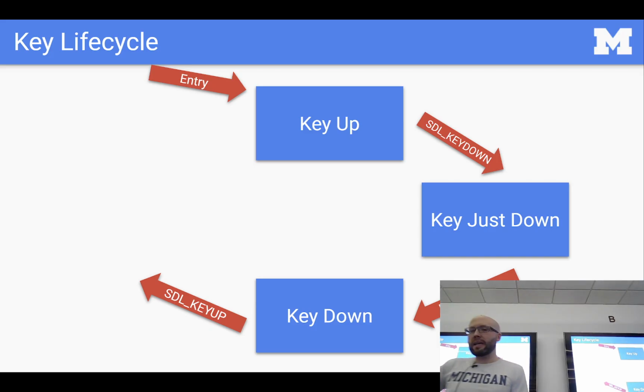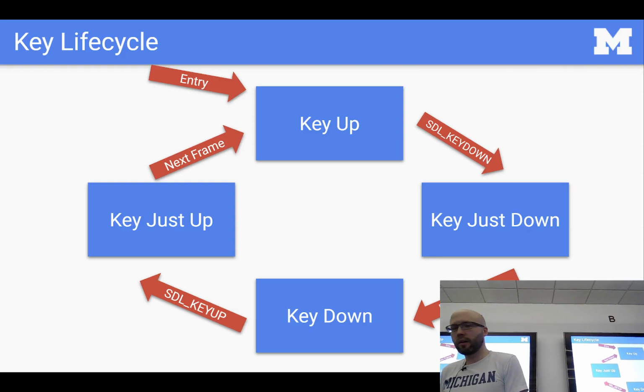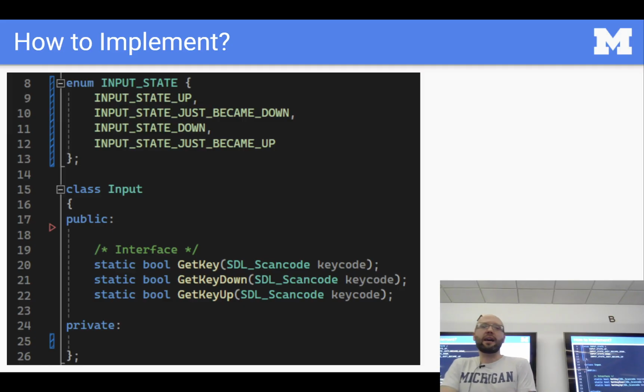Now, if you are in a key down state and you do SDL key up, that event comes through, the player has released the key. That means we should go to key just up state. And at the end of the frame, we can go to key up, all right? And this is our life cycle. Now, I think it's actually technically possible for key just down to go straight over to key just up, okay? And for key just up to go straight to key just down if those events come in. I did not put that in the diagram though, but that's something you might want to look at if you're having any bugs, okay?